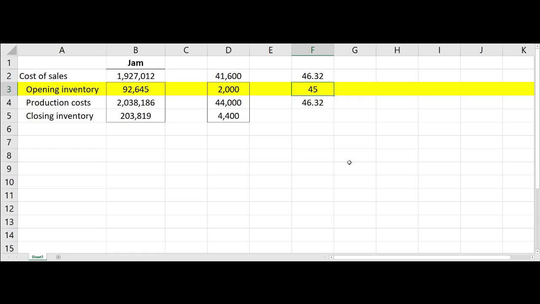So last year it was 45 Rand per unit, and this year it increased to 46 Rand and 32 cents per unit. Now you can see there's a problem. And the problem that we are dealing with over here is because opening inventory is valued at 45 Rand per unit and not 46 Rand and 32 cents. There's been a change in our production costs from the prior year to the current year.